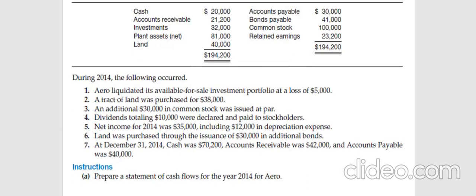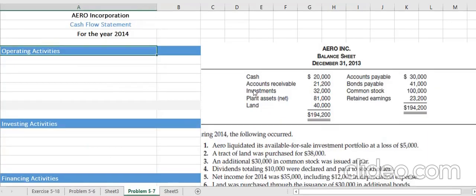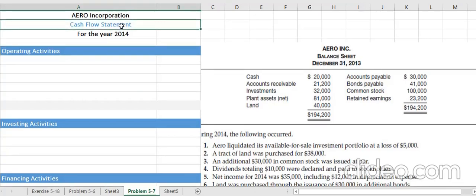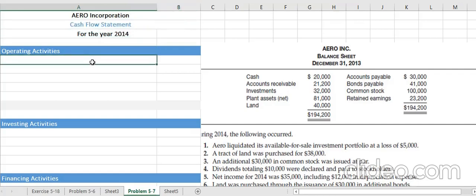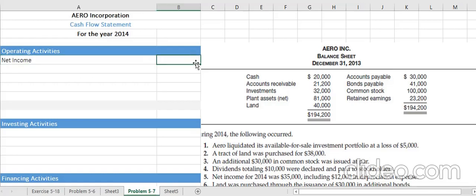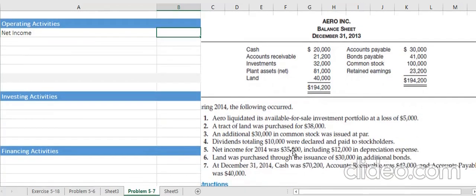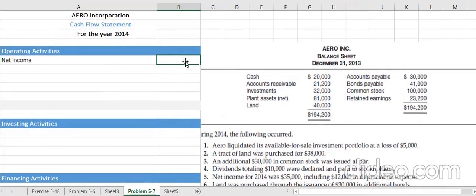I have shifted the numerical into the Excel sheet here, just to have a view of solution and question both. We start with the name of the company, the cash flow statement, and the year. As we are preparing an indirect format, it starts with the figure of net income. The net income for the year 2014 was $35,000, so we will write here that we had an income of $35,000.